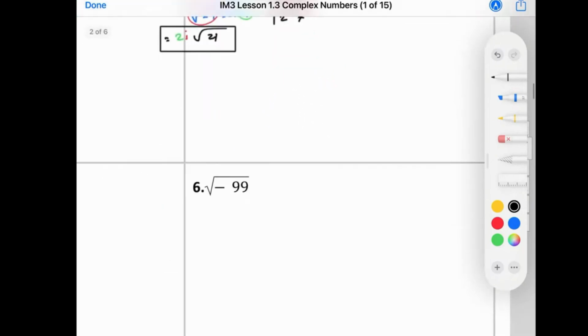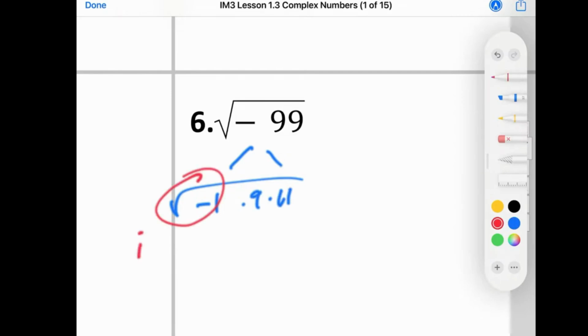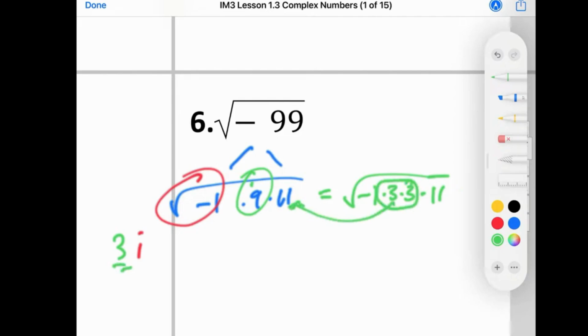Alright, 99. So the square root of negative 1. How about 9 times 11? This is i. Notice how this is on the outside there. The square root of 9 is 3. Remember guys, if that doesn't make sense, when in doubt, write it out. So you see how it's a pair and then it comes out? That's why I wrote 3 here. Okay, and the 11 is not circled, so that would stay on the inside, and this would be our answer.